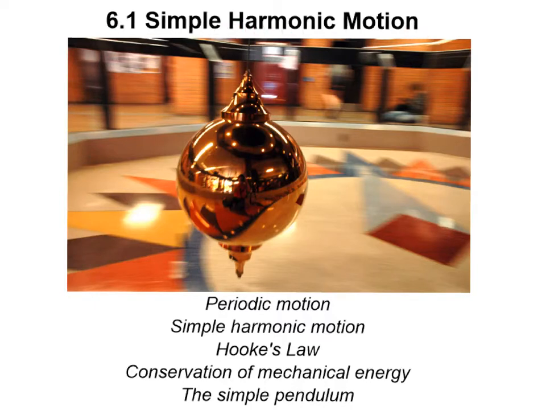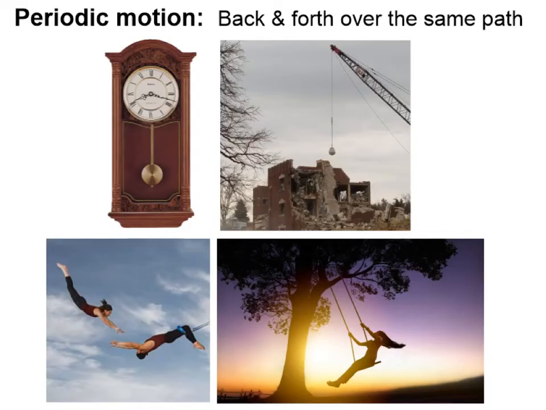In this video we're going to take a look at periodic motion, simple harmonic motion, Hooke's law, the conservation of mechanical energy, and the simple pendulum. Let's start by looking at periodic motion. What is periodic motion? It's basically the repeated motion, the back and forth over the same path of an object. All of these different pictures represent periodic back and forth repeated motion.